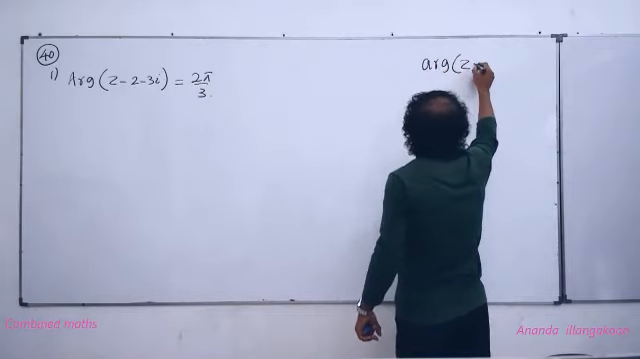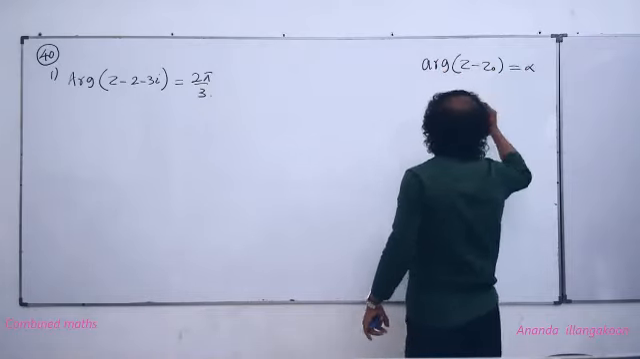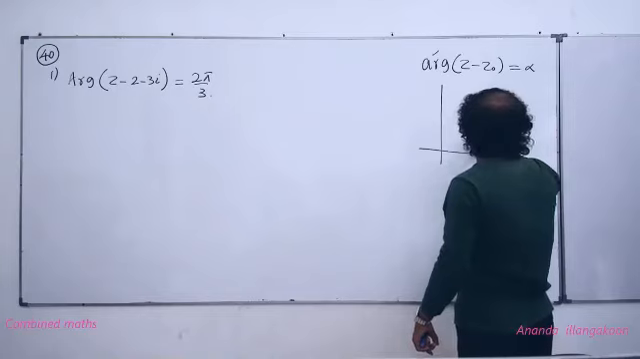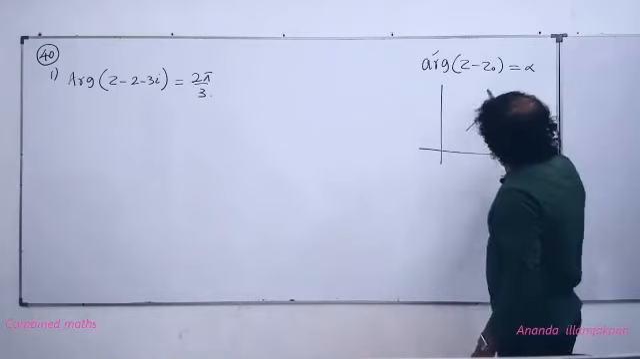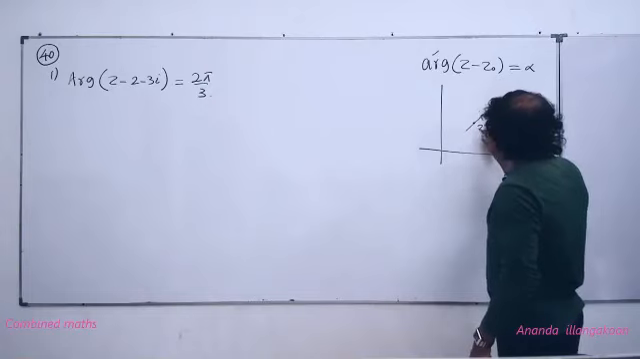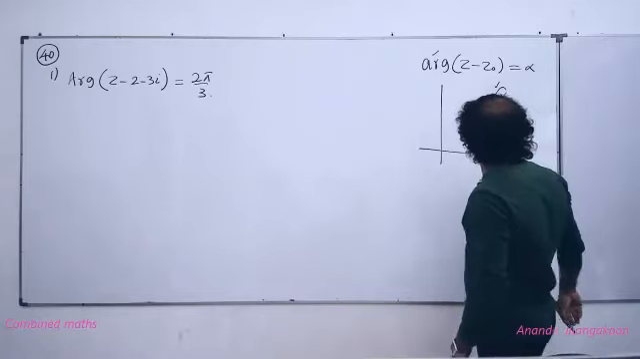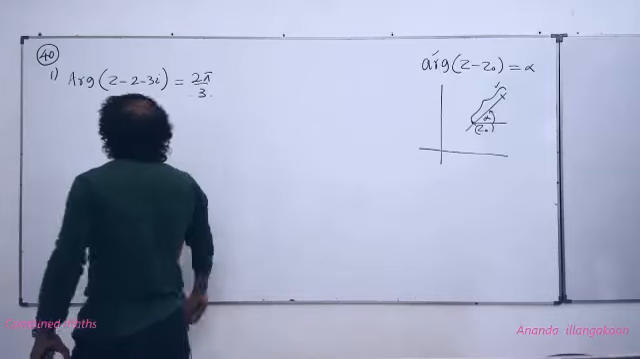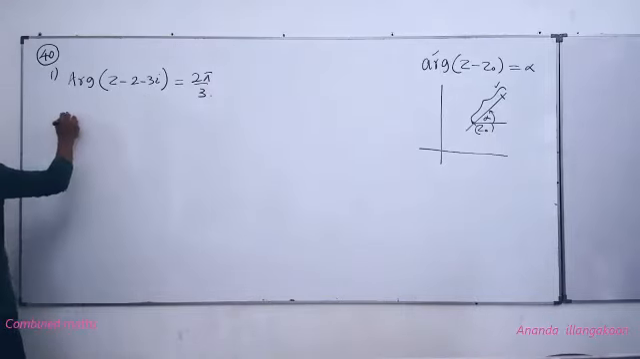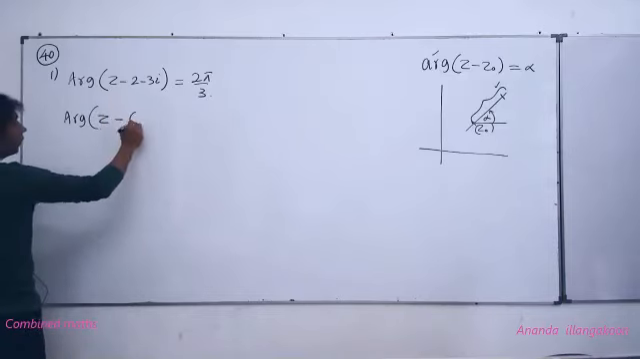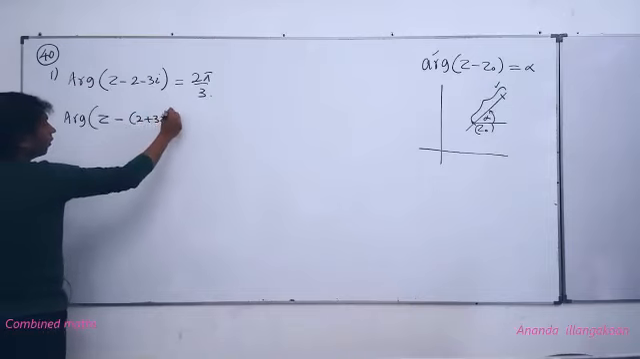whenever we are given this way, you know this. It's a straight line, starting with argument. Straight line. Then this line is passing through the point representing the complex number z naught, making an angle alpha in anticlockwise, right? Then if I prepare it like this, arg of z minus (2 plus 3i) equals 2π/3.